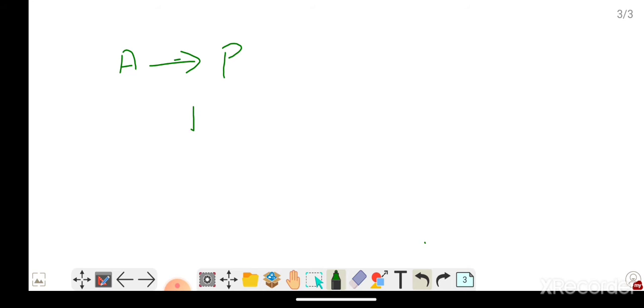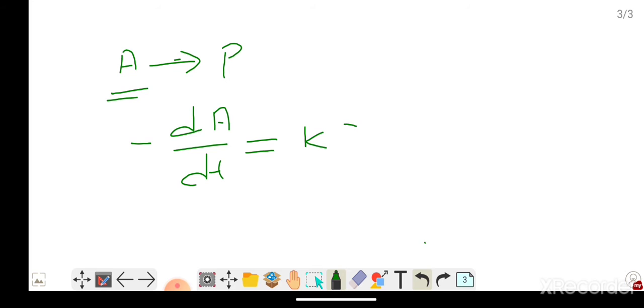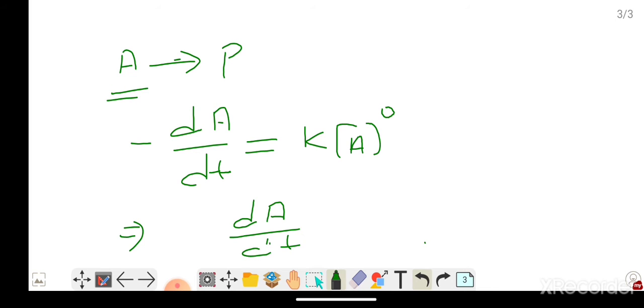Then we have the rate law: minus dA by dt is equal to K, proportional to A to the power 0, since it is a zero order equation. Since we are taking the concentration of the reactant, there is a minus sign. So this implies dA by dt is equal to minus K.